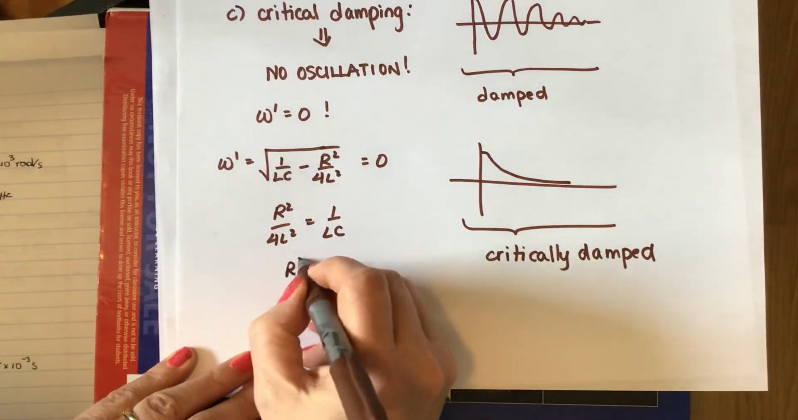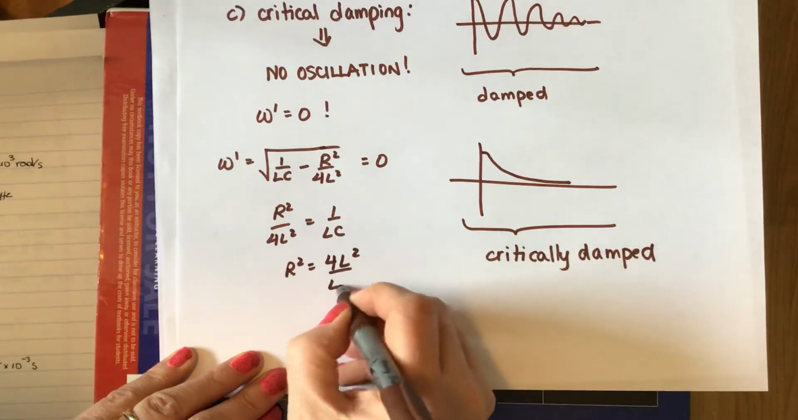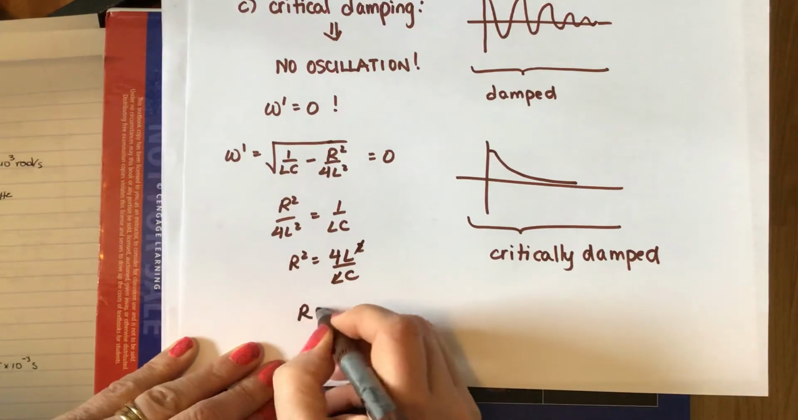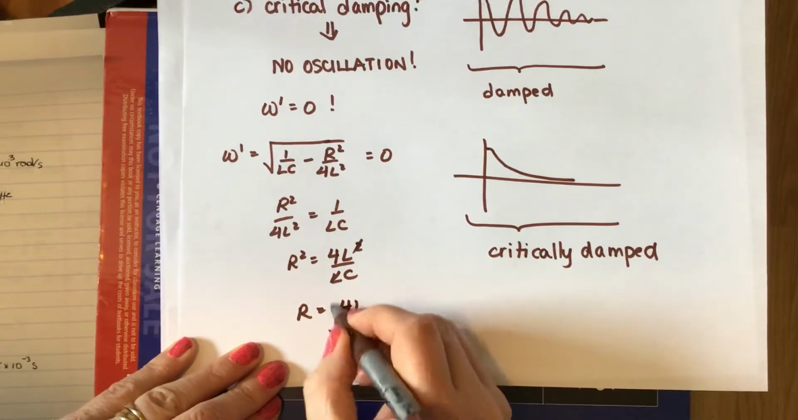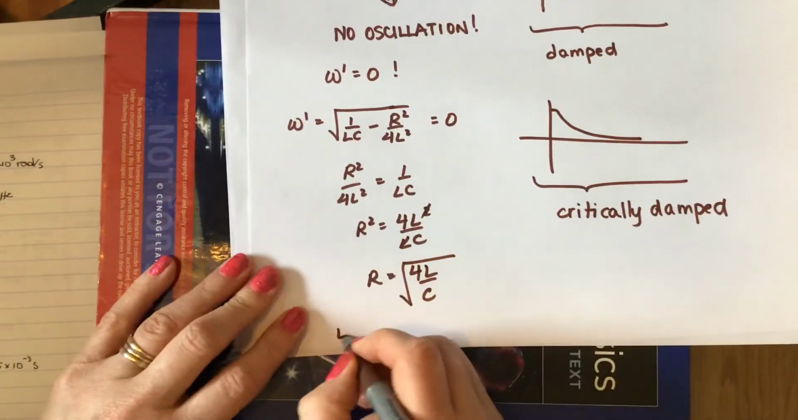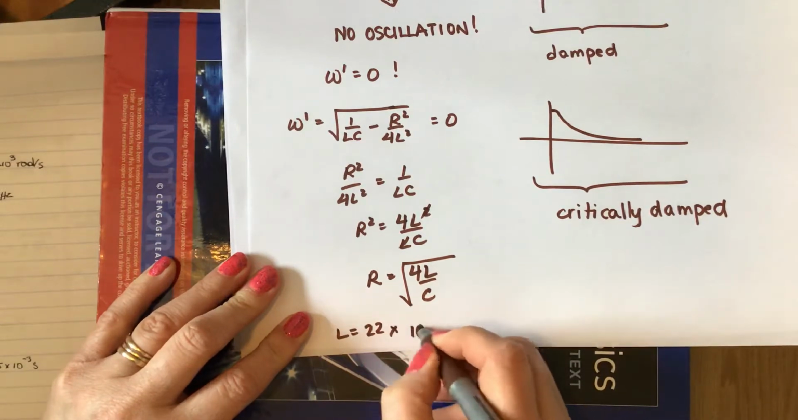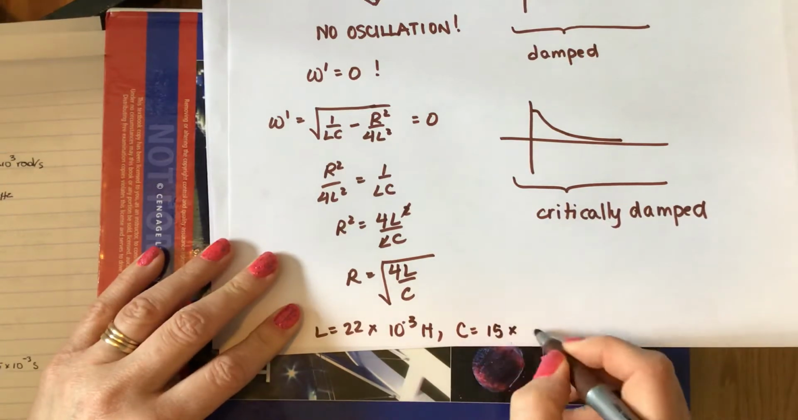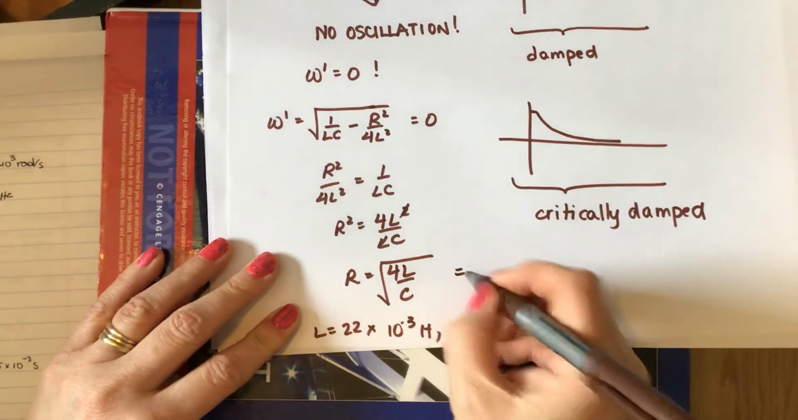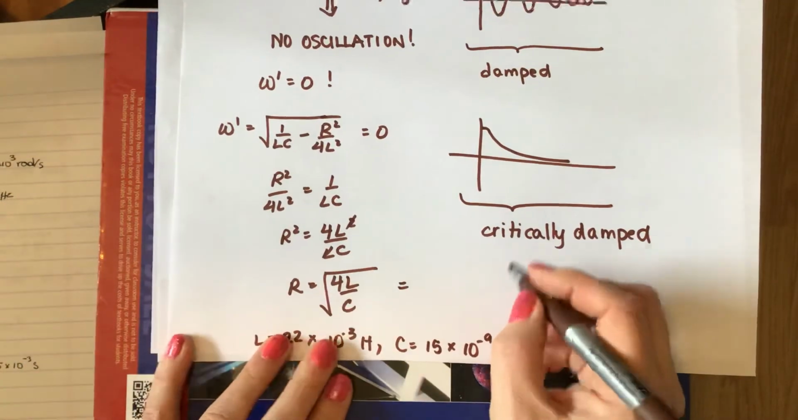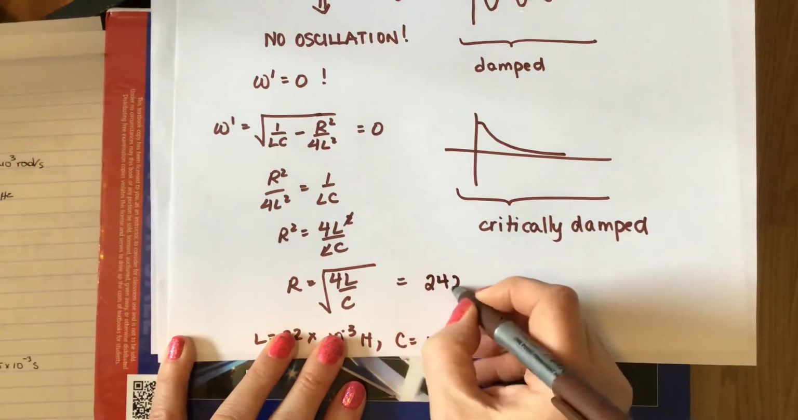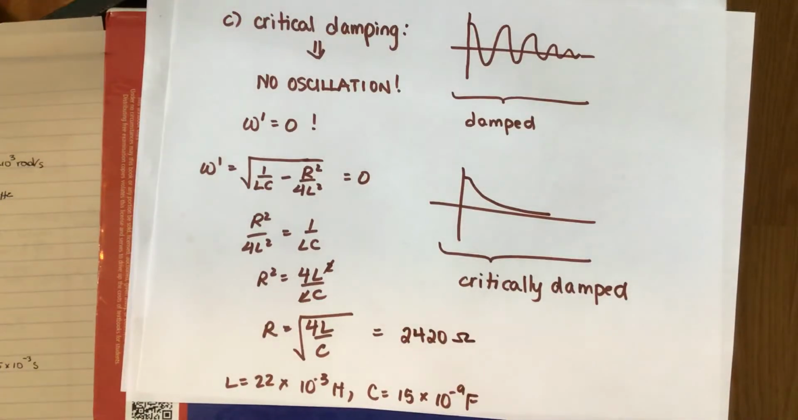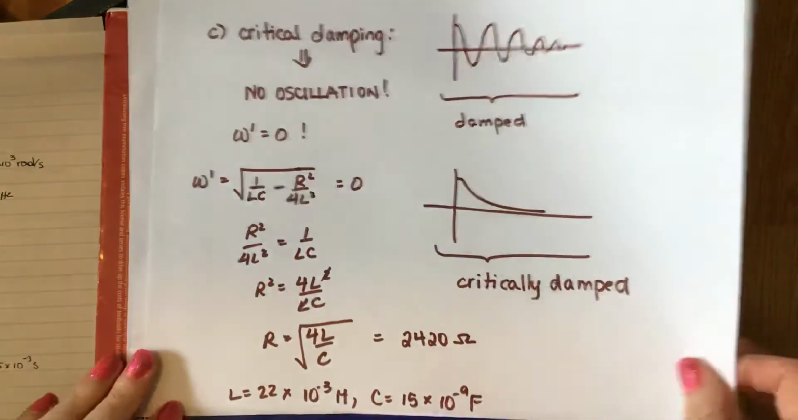So that tells us that R squared is 4L squared over LC. One of those L's cancels. R equals the square root of 4 times L over C. L is our inductance, that was 22 millihenries. C is our capacitance, that was 15 nanofarads. So the resistance that we'd have to plug in there to get critical damping would have to be 2,420 ohms. So we'd have to put in a fairly big resistor there to get rid of that oscillation right away. Okay, one more example and we'll call that good.